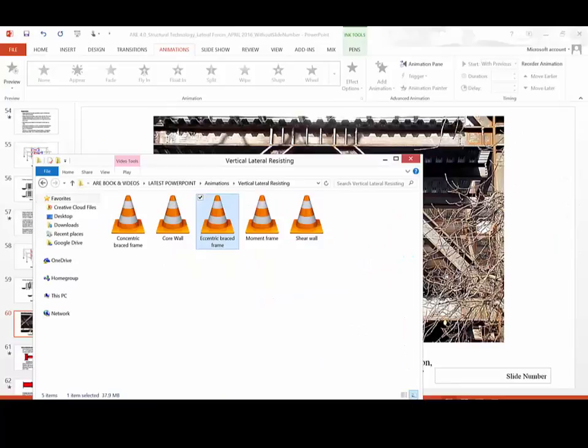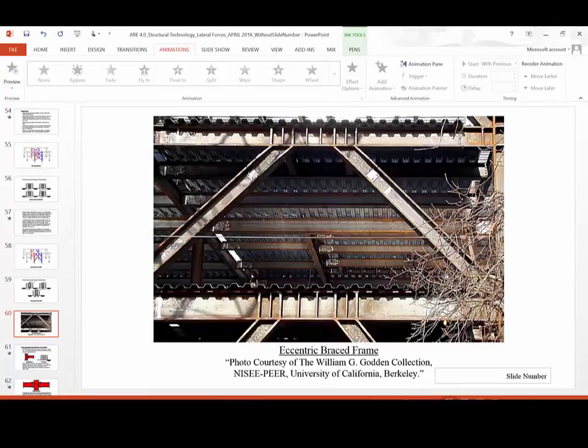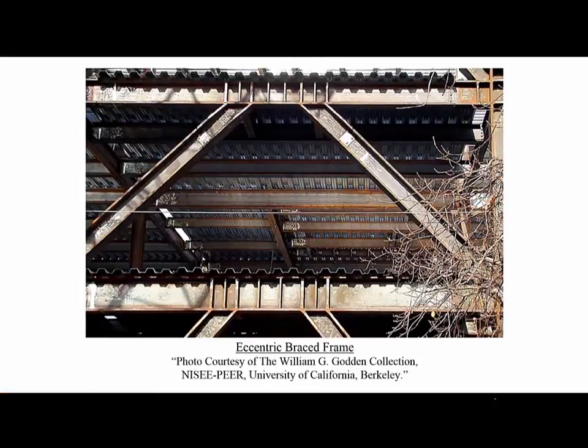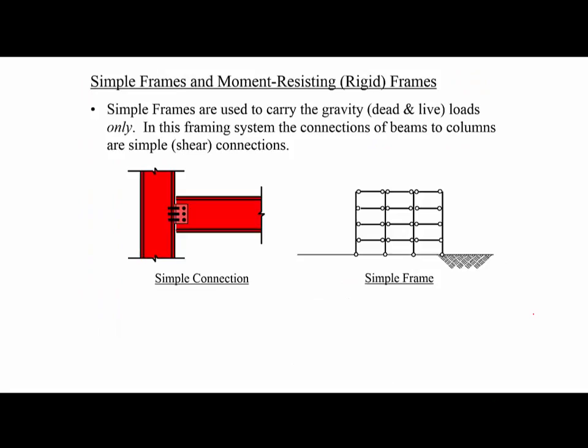Now let's continue with the other vertical lateral load resisting systems. The next type of system that we are going to look at is called simple frame and moment resisting frame. First, let's look at simple frame. The simple frames are only able to take the gravity loads. They are not stable against lateral loads. Let me just show you the simplest simple frame possible.